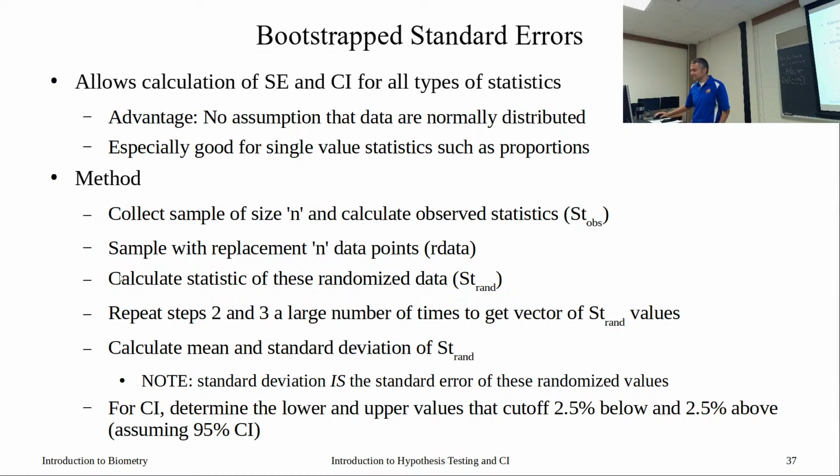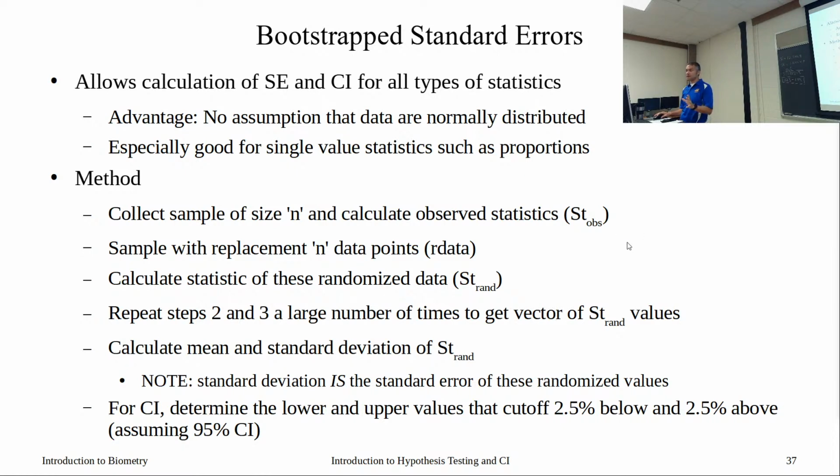And I kind of wrote up the basic premise, the basic process. So first what we're going to do is collect a sample of size n and calculate our statistics. So we go out, we took measurements on, let's say, snail shell lengths. We have a bunch of those. And then let's say we calculate the average of that shell length. That average is going to be our observed test statistic, ST observed.